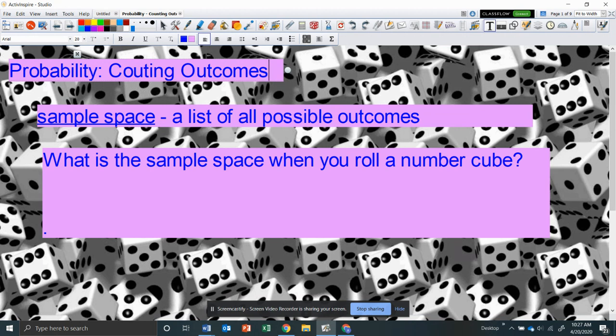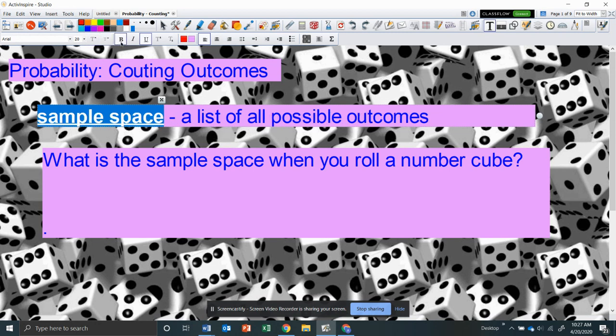Okay, so one of the words that we're going to be looking at to describe all the outcomes in a particular event is called a sample space. I'm going to make that bold and red. Okay, sample space is a list of all the possible outcomes.